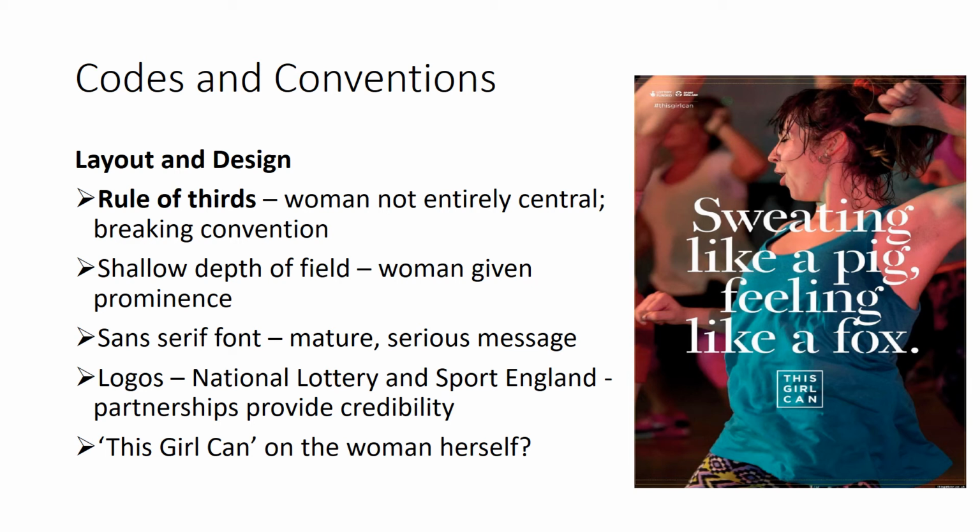A modern convention of an advert is the use of logos. The National Lottery and Sport England are partners of this campaign. They fund it. But not only does it signify their funding, it also gives the advertising campaign credibility. It is something to be believed in. And the This Girl Can is placed on the woman herself. It very much relates to her as an individual. And this is aimed at an audience of women who should be able to respond to this as individuals and recognise their significance and their importance.